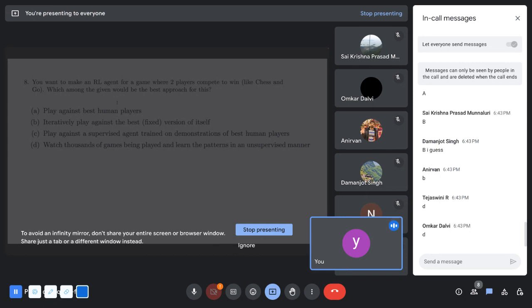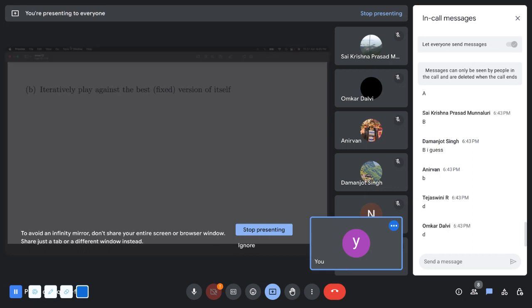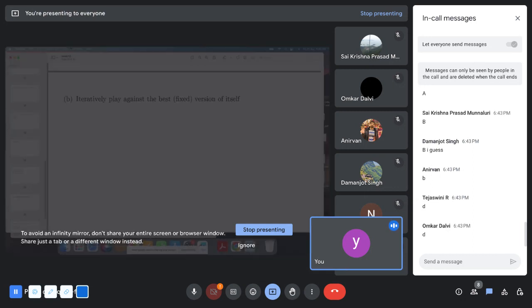So option B is reasonable because let's say you performed with capability C, right? Now you try to beat that, so now you have an improved version, right? Now try to beat that. So that's a reasonable approach. Okay, so this concludes your problem solving session on RL and learning theory.